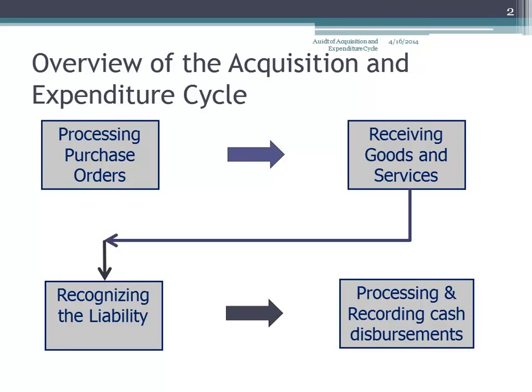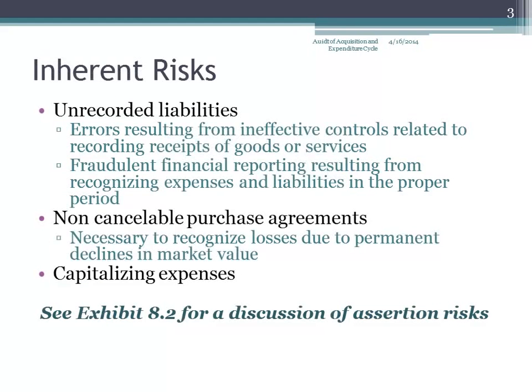Shipping document took on in the sales and collection cycle. Some of the inherent risk associated with the acquisition and expenditure cycle: what your concern here is an understatement of liabilities. So if your concern is an understatement of liabilities, which assertion do you think takes on greater importance?